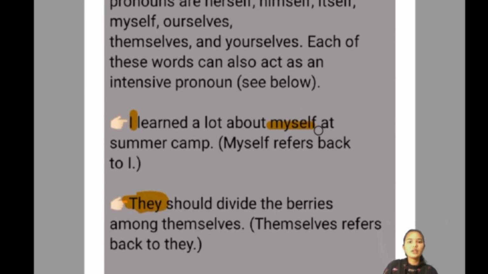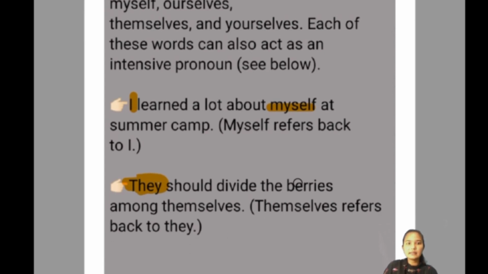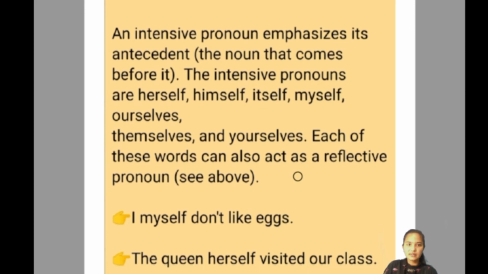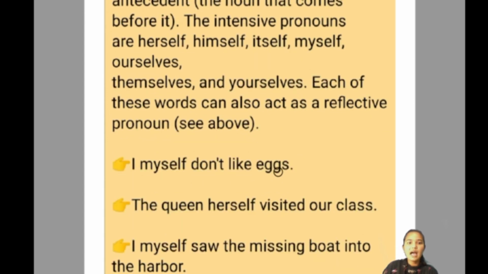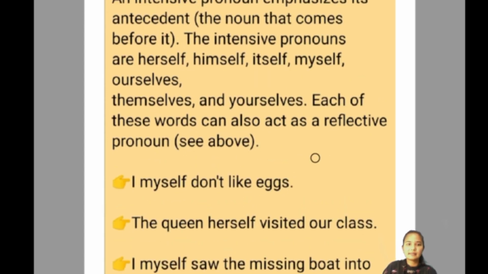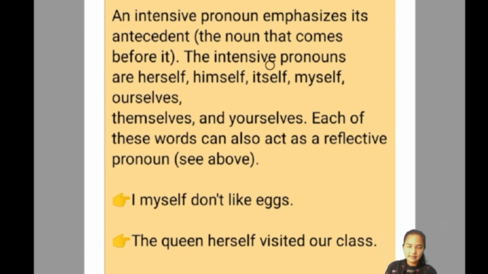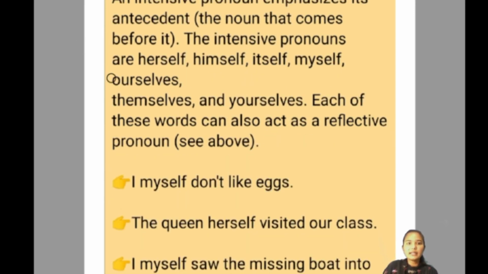Here also we are using myself, themselves, but in a different way. Here we are using it to emphasize something. Now see, I myself don't like eggs. Just focus on this line: an intensive pronoun emphasizes its antecedent, the noun that comes before it. So it is emphasizing that I myself, only me, don't like eggs.